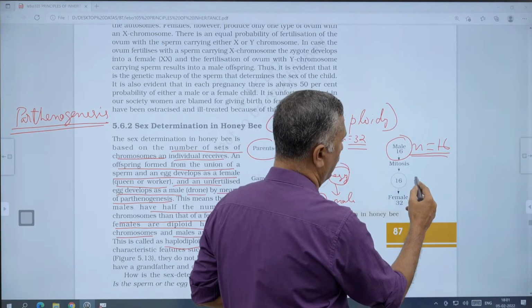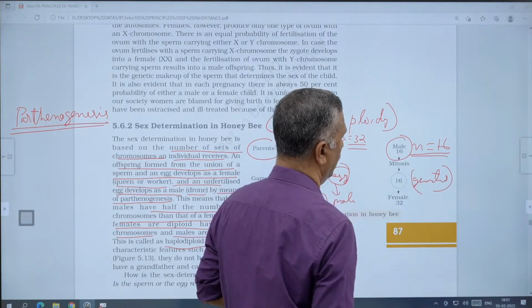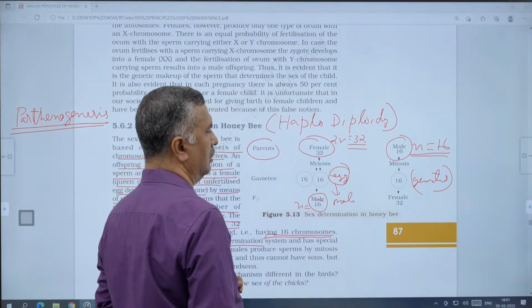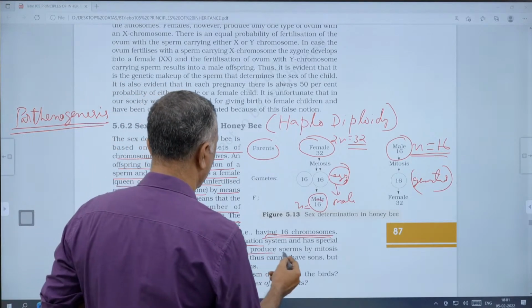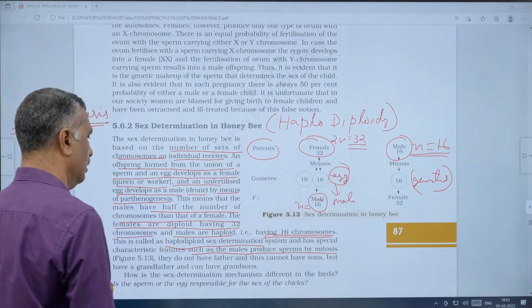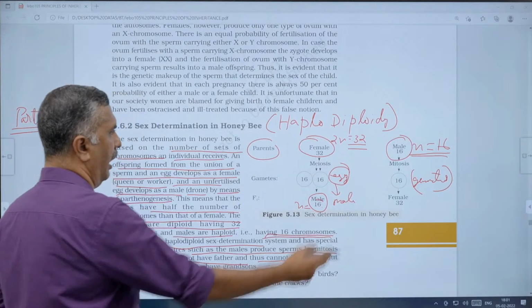Males produce the gametes, male gametes, by the process of mitosis. Another important feature: males produce sperms by mitosis, and they do not have a father and thus cannot have sons.